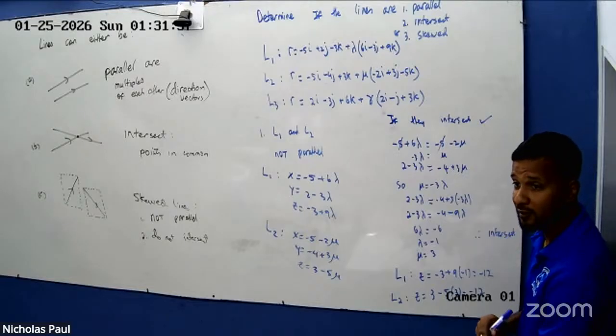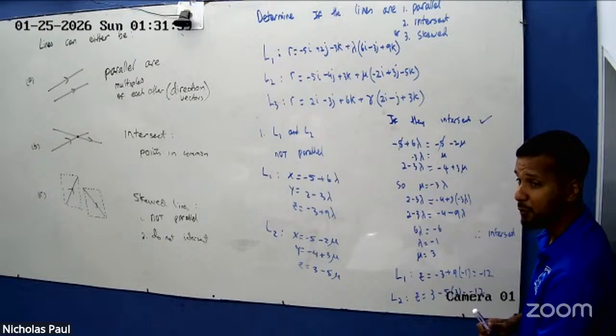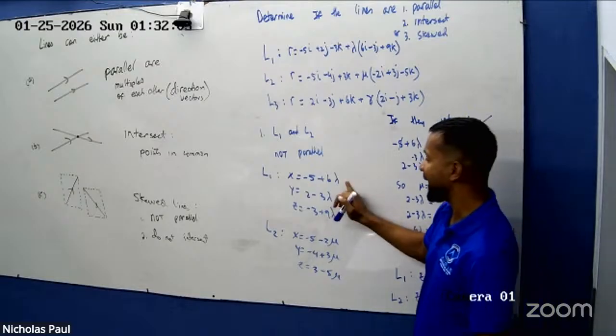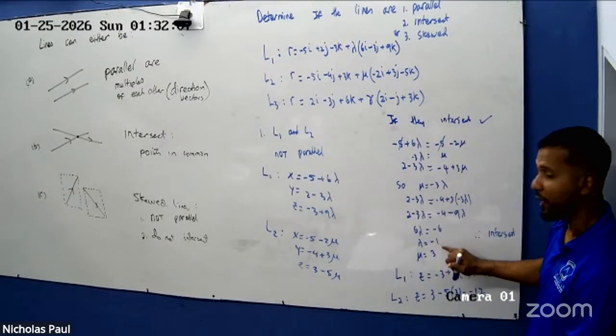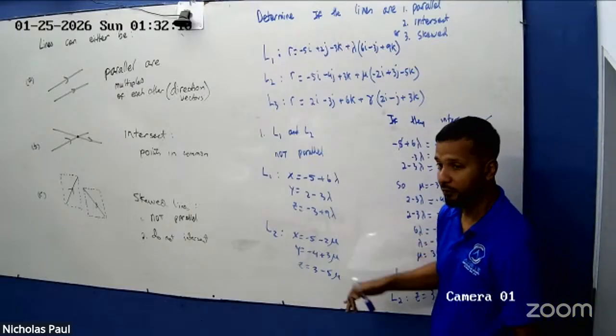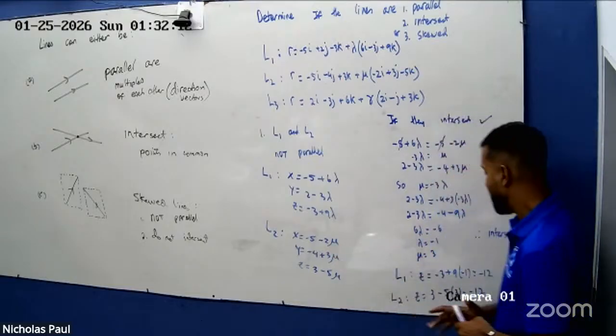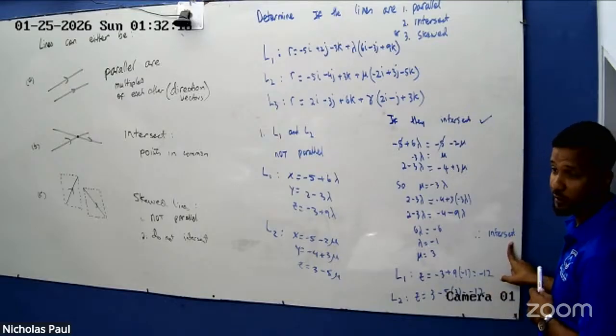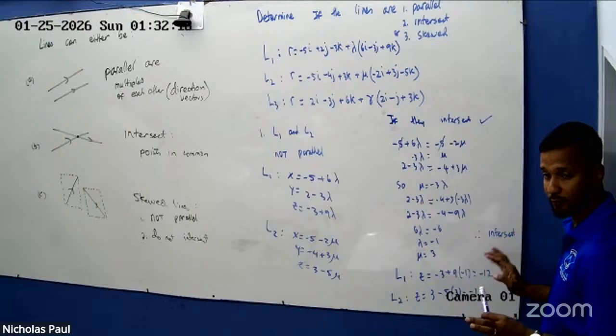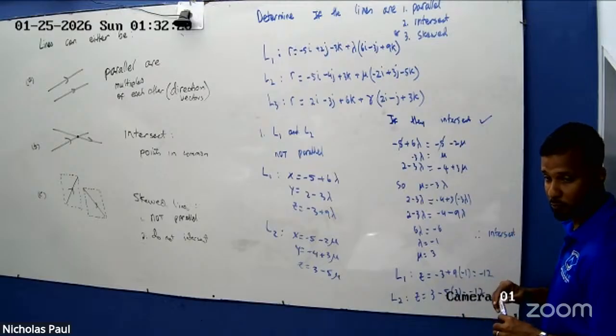Everybody okay with that? So all I did is I made x equal, y equal, and I solved for lambda and mu. When I solve for lambda and mu, plug it in here, and we're done. If these values are equal, then they intersect. If they are not equal, they don't intersect.